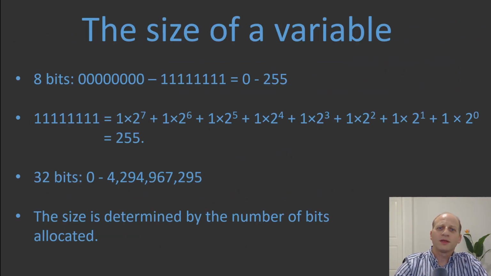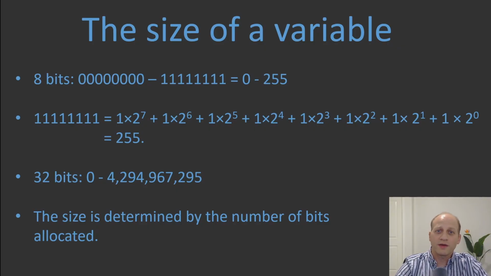Now, how big can a number stored in a variable be? Consider we have 8 bits of memory for a number. What is the smallest and the biggest number we can store in it? If all digits are zeros, the smallest number will be 0. The highest number will be if all the digits are ones. So, if we have 8 bits, the highest number will be 255.